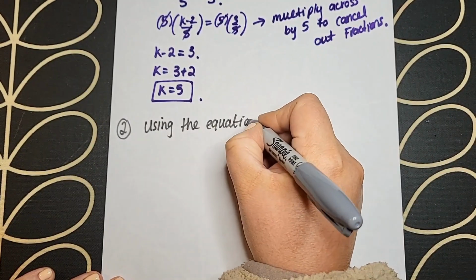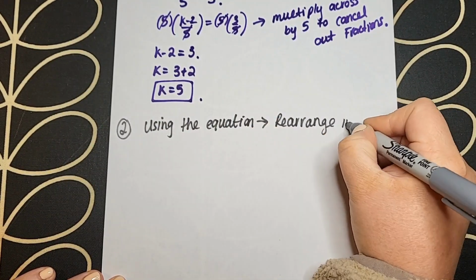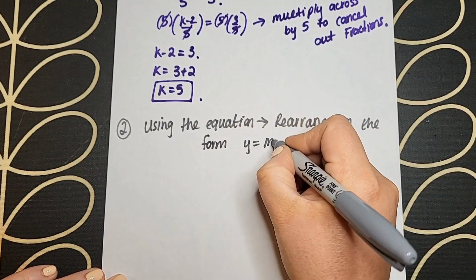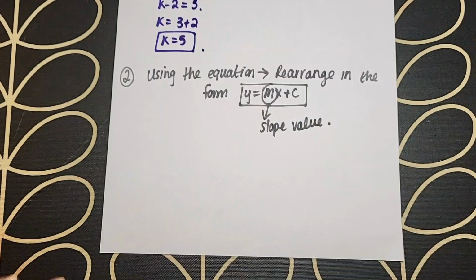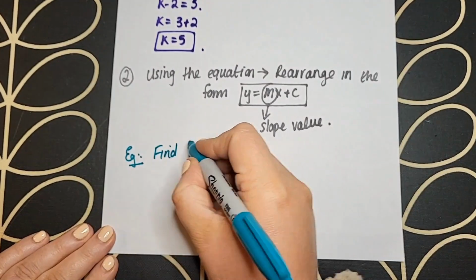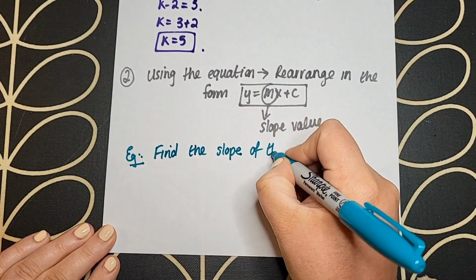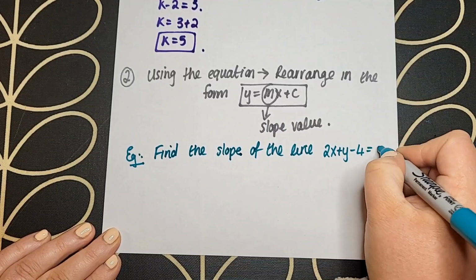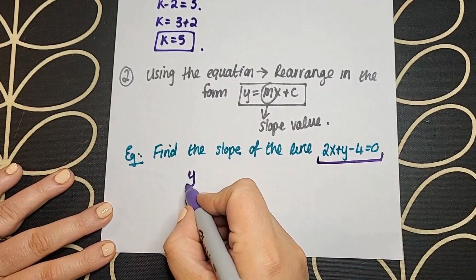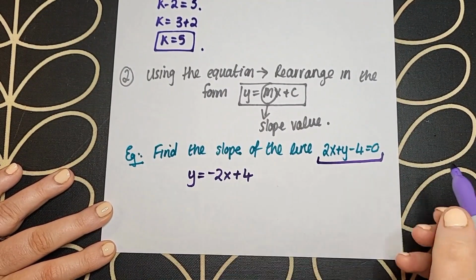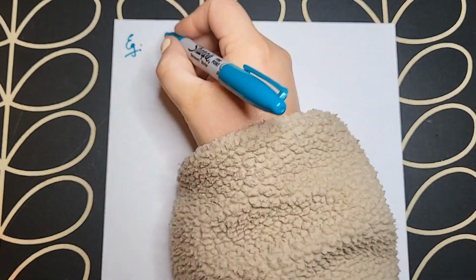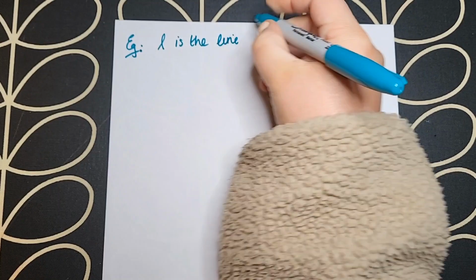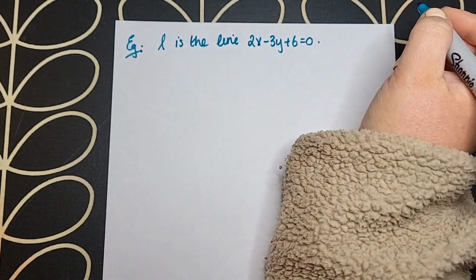Now it's time to look at our second method for finding slope. We're going to use the equation, and when we get the equation of a line, we're going to rearrange it into the form of y equals mx plus c, and we find that the m value represents our slope. Let's look at a quick example. We have the line 2x plus y minus 4 equals 0, and we're asked to find its slope. I simply rearrange it, and I see that my m value is minus 2. So my slope is minus 2.